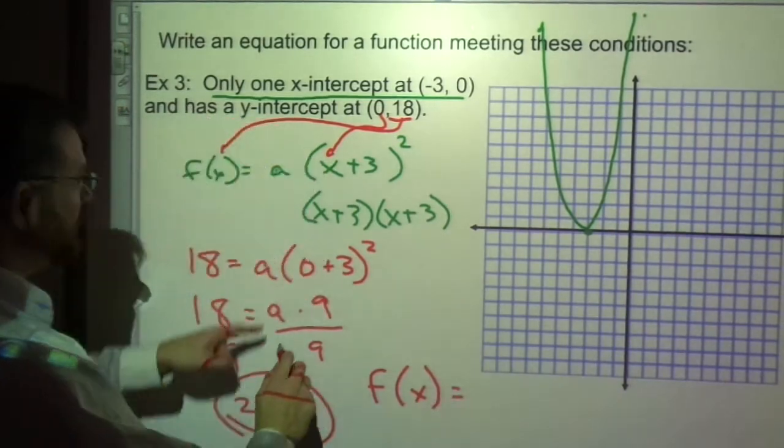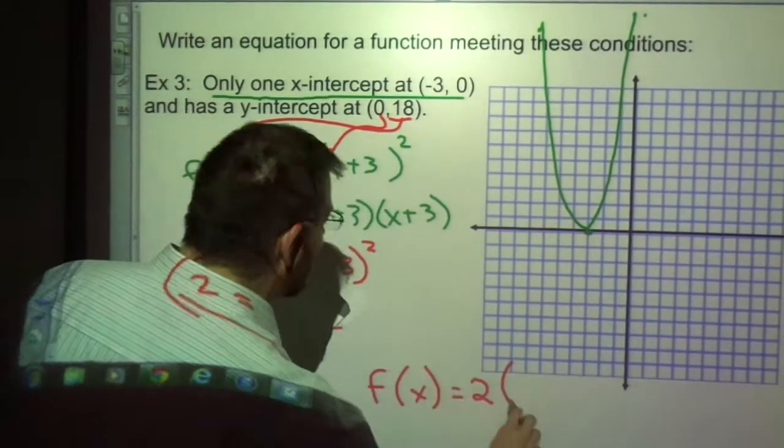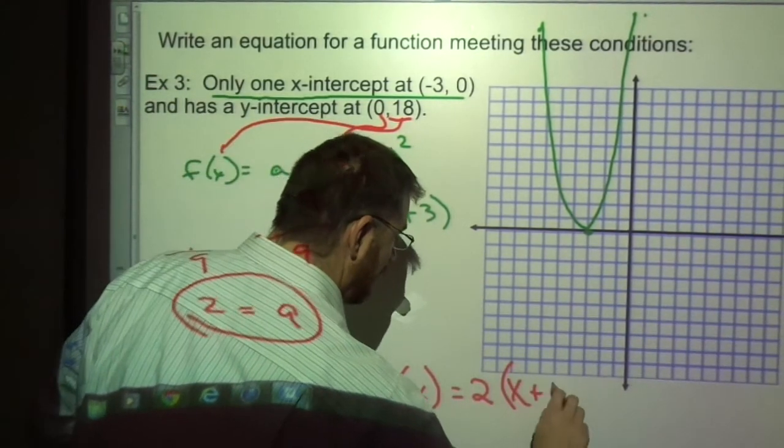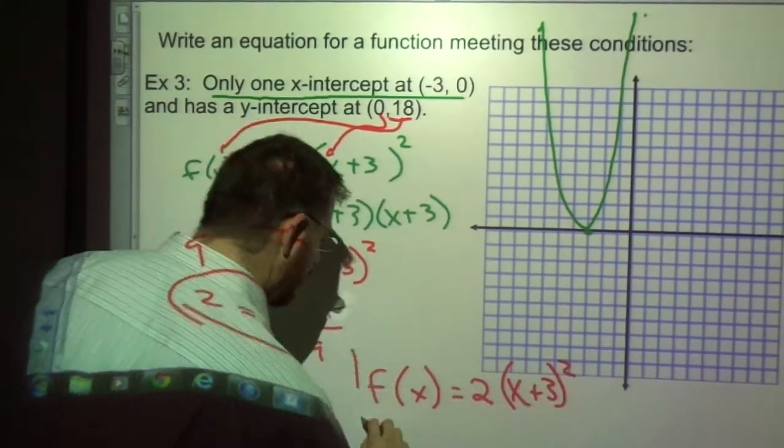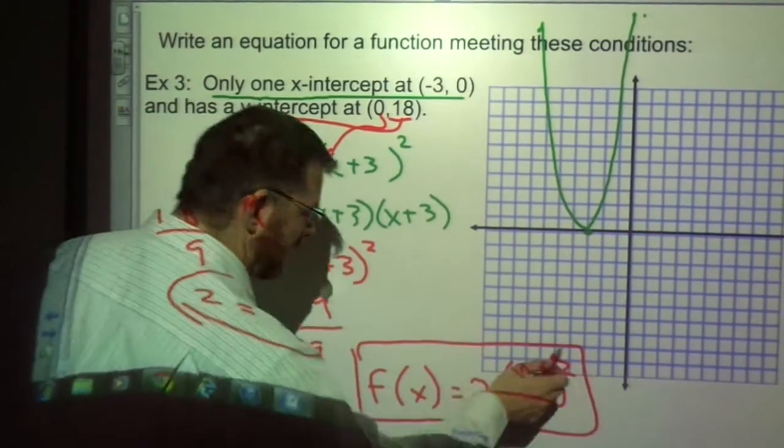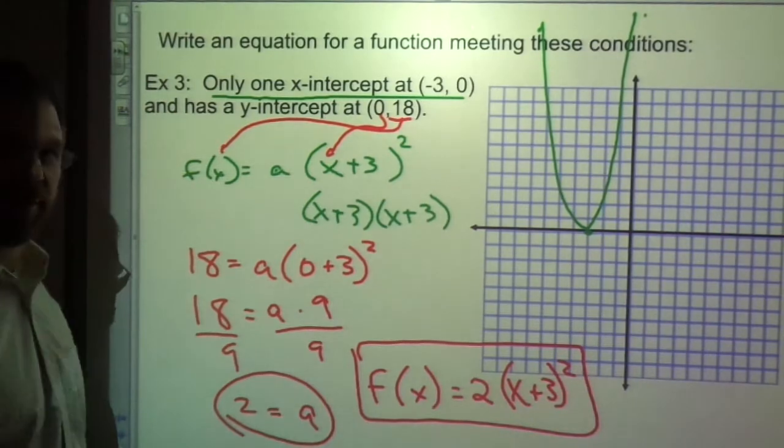So now I put the 2 in here, and then I have x plus 3 squared. Make sure that you put squared on it. That's the right answer after all of this.